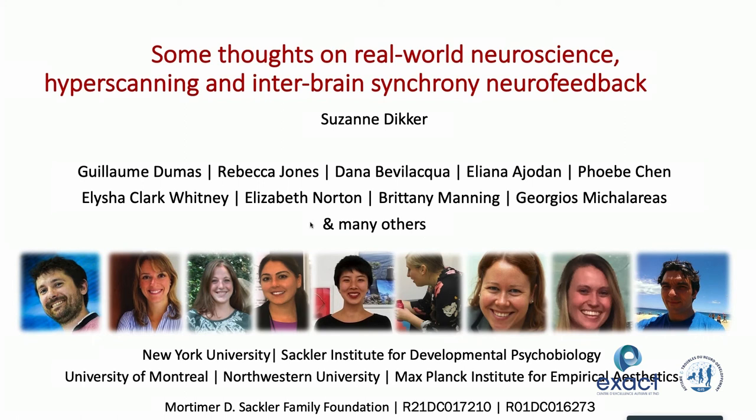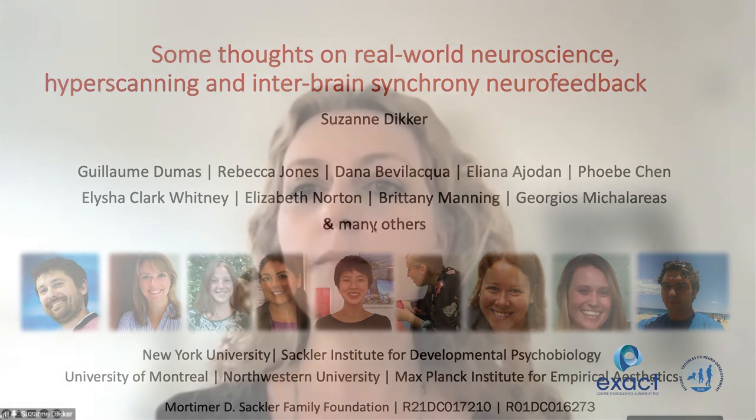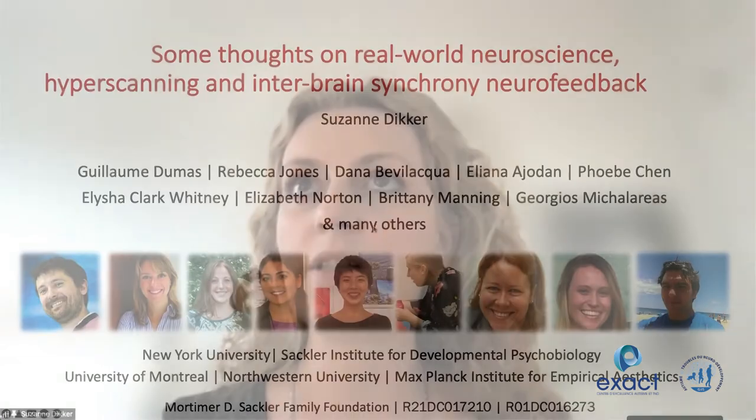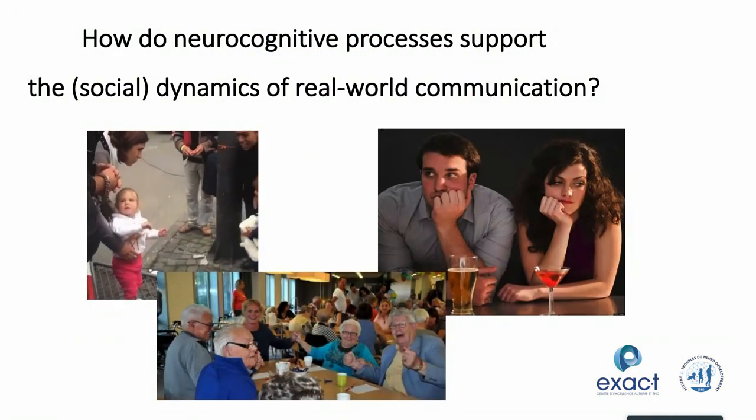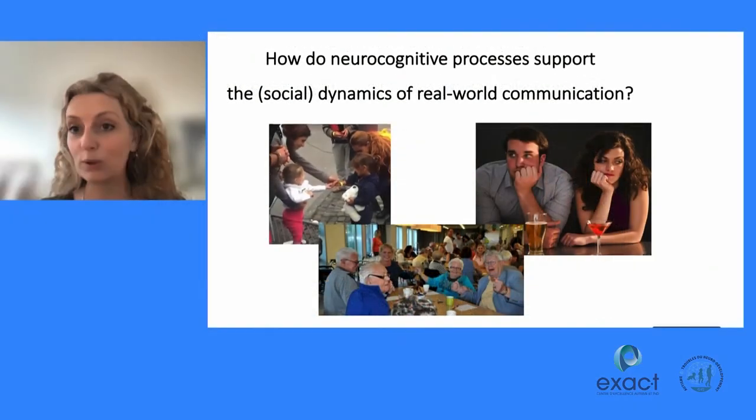A disclaimer is that I'm not necessarily a clinician or an expert in autism. I have a lot of people that I work with who are. I'm going to present a bit of a hodgepodge of some work and directions and a little bit of data on autism. But overall, my question is about how our neurocognitive processes support the social dynamics of real-world social communication.